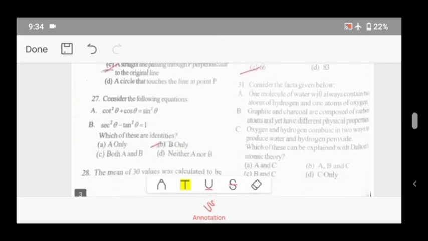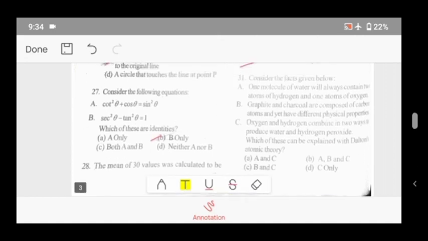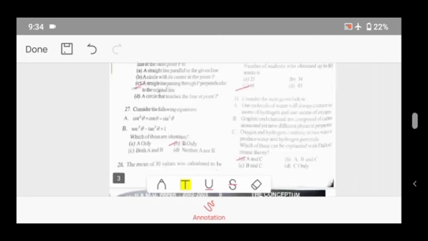Consider the fact given. So now chemistry came. First we were solving maths and now chemistry. Okay. Consider the facts given below. We have to consider the facts given below. Which of the following is explained by Dalton's atomic theory? Okay, so the answer will be A. A and C. Okay.